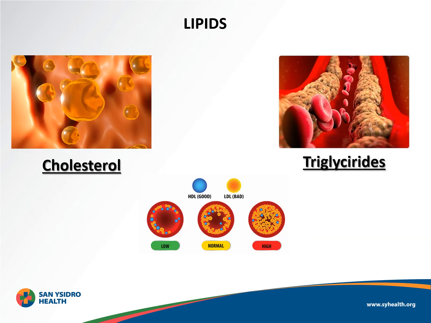We are going to discuss lipids. When discussing lipids, we take into account cholesterol and triglycerides. Cholesterol is a waxy substance that is produced and released into the bloodstream by cells in the liver. The body uses and needs cholesterol to form cell membranes, aid in digestion, convert vitamin D in the skin, and develop hormones.